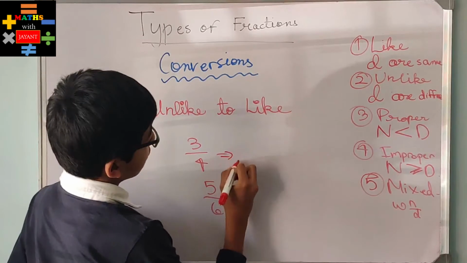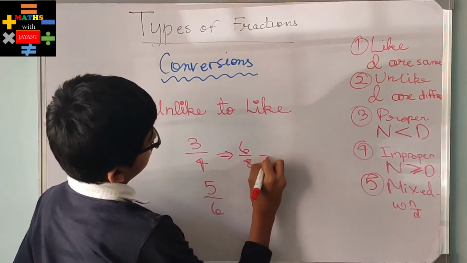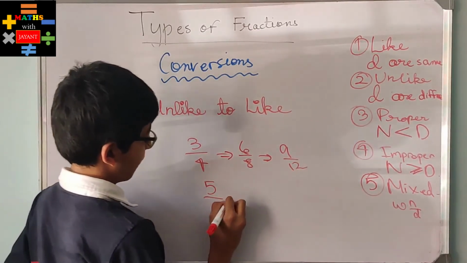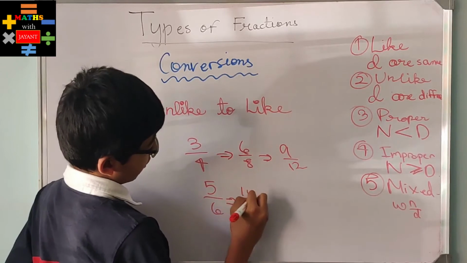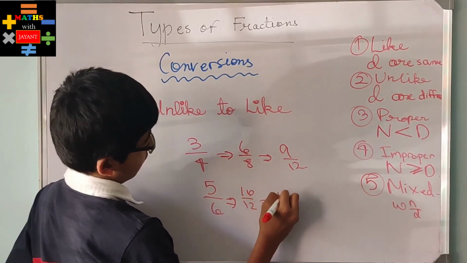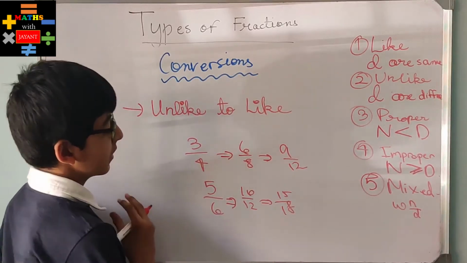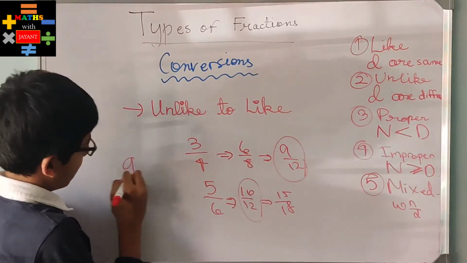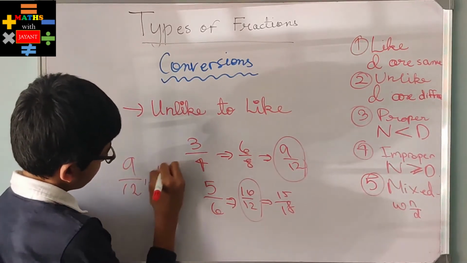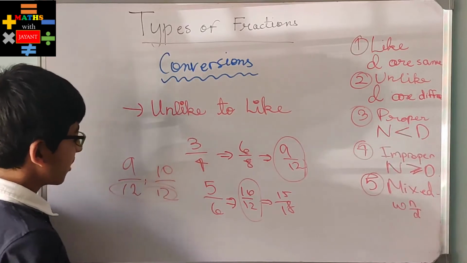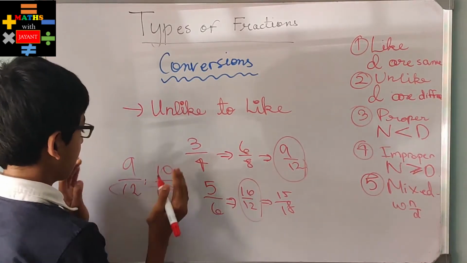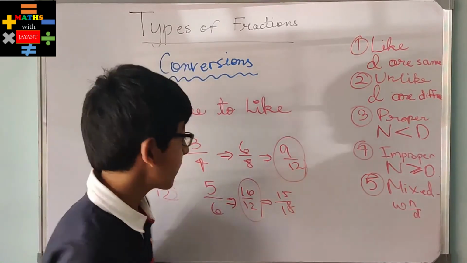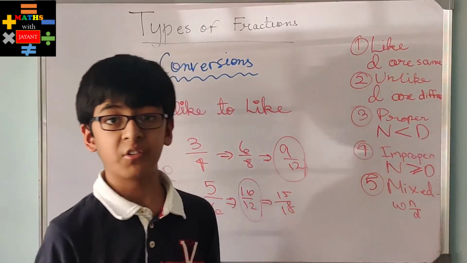Now 3 by 4 can also be written as 6 by 8. It can also be written as 9 by 12. And it can be written in many different ways. 5 by 6 can also be written as 10 by 12. Can also be written as 15 by 18. And it can be written in many different ways. Now 9 by 12 and 10 by 12 have the same denominator. See? Without changing the value of the fractions, we've converted them into like fractions. But all the time we won't be listing out equivalent fractions.